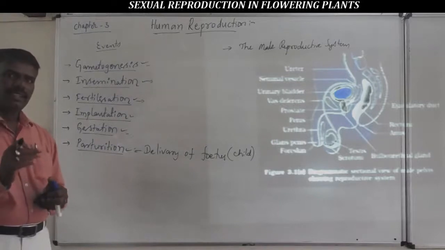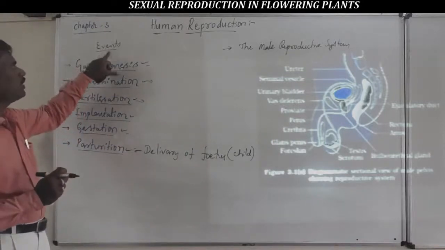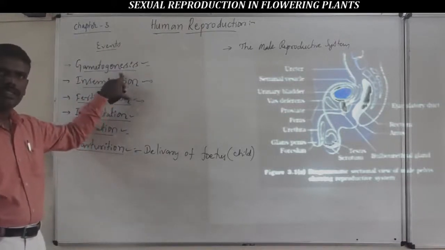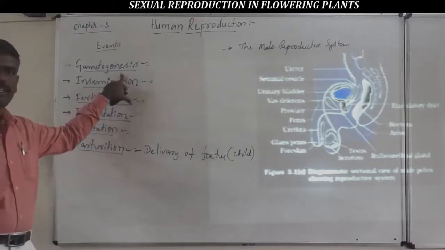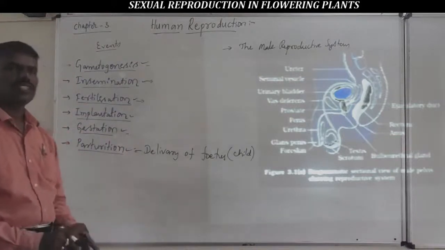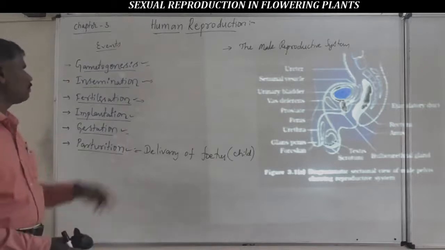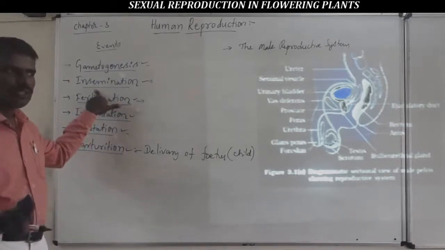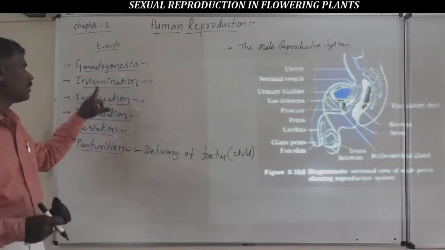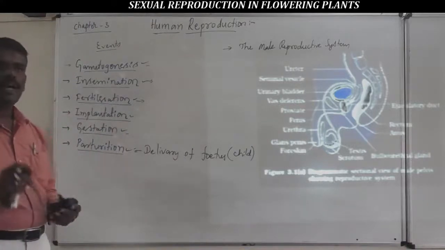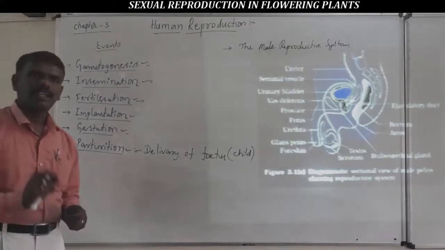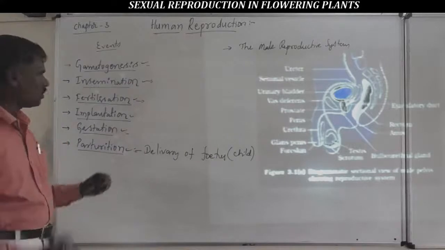So these are the human reproduction events, from gametogenesis to parturition. Gametogenesis is the formation and maturation of gametes in gonads, that is spermatogenesis and oogenesis. Spermatogenesis takes place in the testis, oogenesis in the ovary. Insemination is the transfer of male gametes, sperms, into the female genital tract. Fertilization is the fusion of the haploid male gamete, the sperm, with the haploid female gamete, the egg, leading to the formation of a diploid zygote.